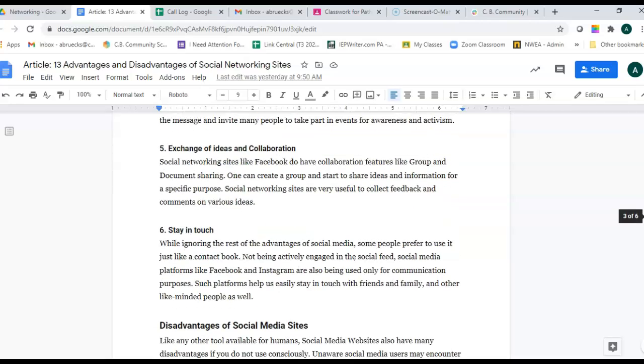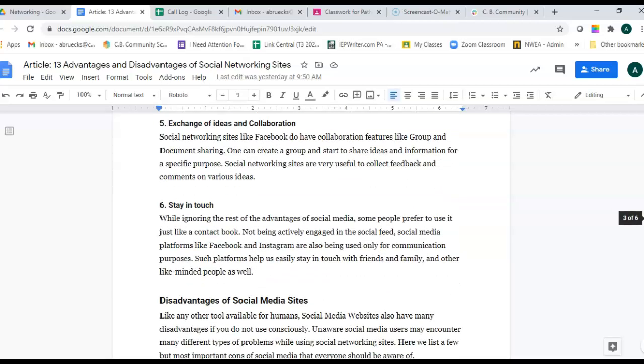Number 6, stay in touch. Remember, we're still on advantages. And this is the last one under advantages. Number 6, stay in touch.